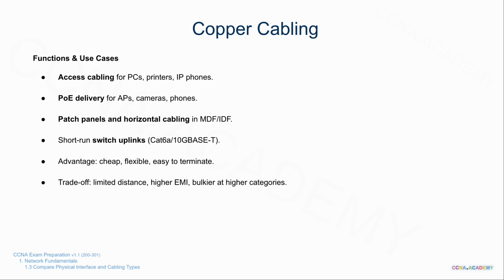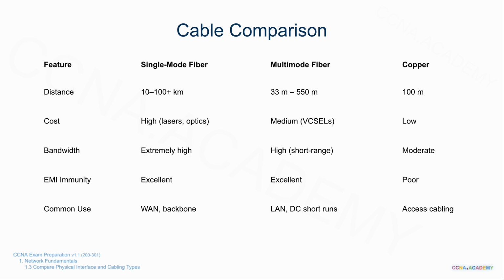Single mode supports the longest distances, up to hundreds of kilometers, but comes with higher costs due to laser optics. Multimode is more affordable and works well for shorter runs within LANs and data centers. Copper is the lowest cost and limited to 100 meters, but it's widely used for in-device access and supports power over Ethernet. Each medium balances distance, cost, and use cases differently, making the right choice critical for network design.